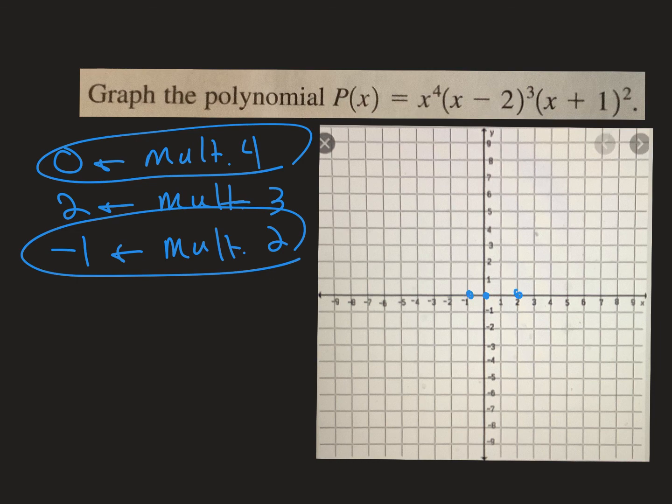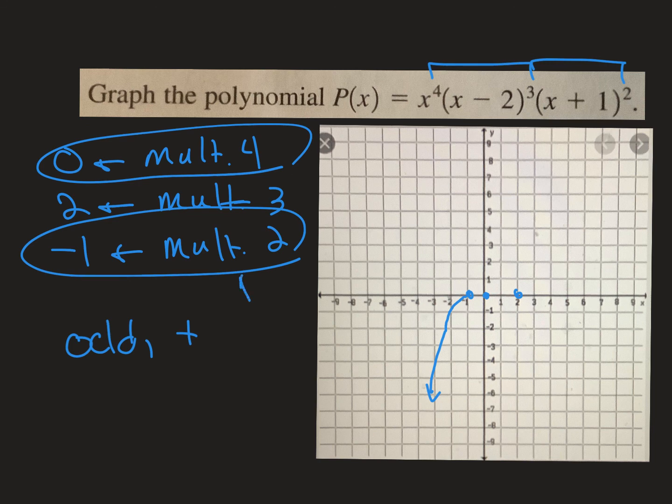Now, add up all your exponents, because that's what the degree is going to be. 4 and 3 is 7, 7 and 2 is 9. So it means it's odd. It's an odd degree and positive, which means it's going to go down left, up right. So I know it's going down left, starting down here. It's going to go to the negative 1. It's going to bounce at the negative 1 because it has an even multiplicity.